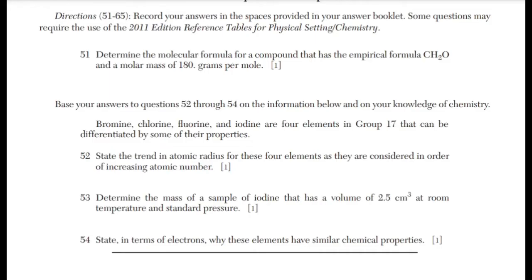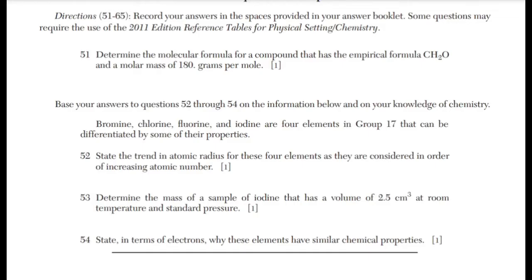Determine the molecular formula for a compound that has the empirical formula CH2O and a molar mass of 180 grams per mole. In order to solve this problem, you need to determine the gram formula mass of CH2O. You can do this by multiplying the atomic mass by the number of atoms in the compound.